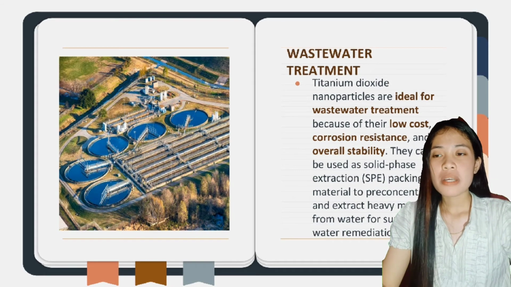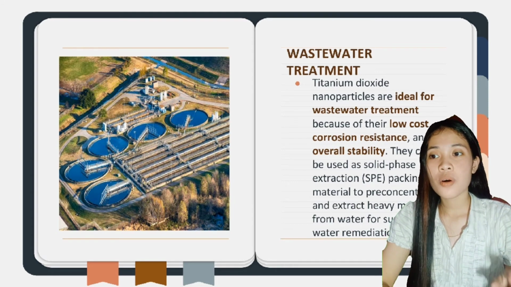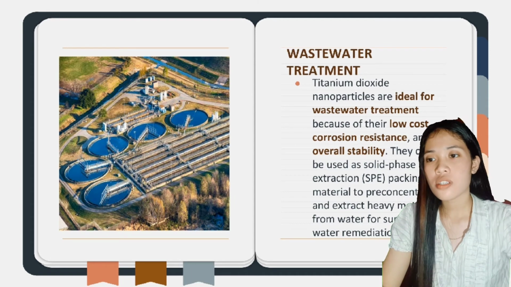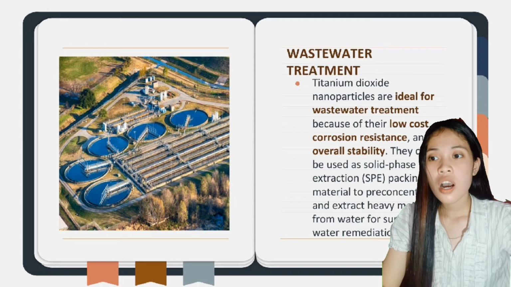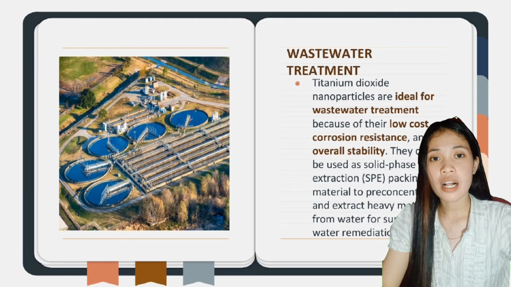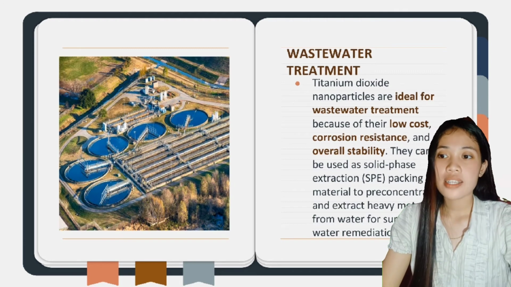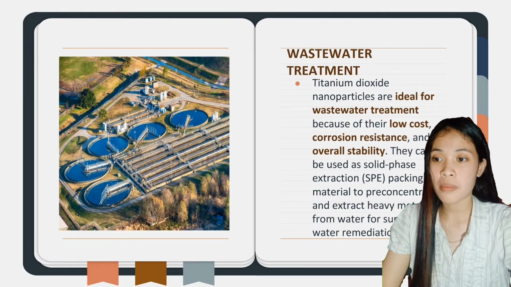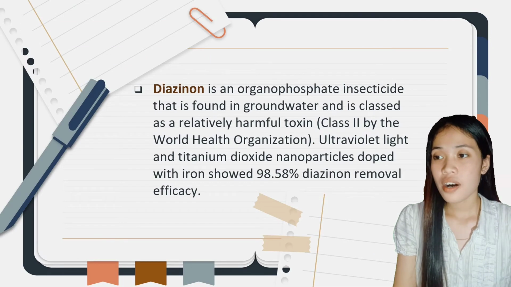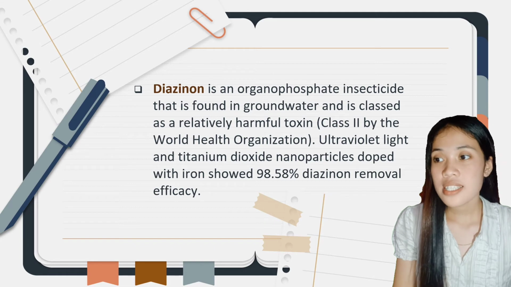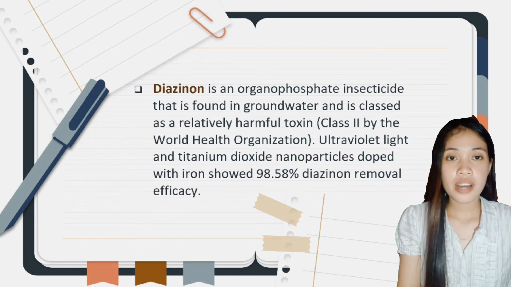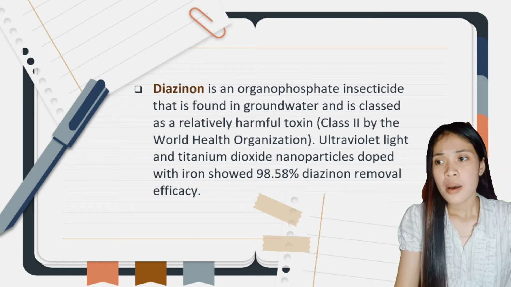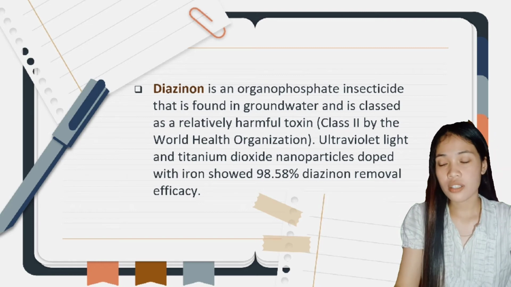Why? It's because of their low cost, corrosion resistance, and overall stability. They can be used as solid phase extraction or SPE packing material to preconcentrate and extract heavy metals from water for surface water remediation. Diazinon is an organophosphate insecticide that is found in groundwater and is classed as a relatively harmful toxin by the World Health Organization.